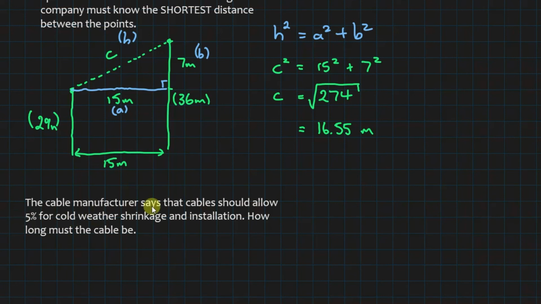So I'll just finish off the problem. The cable manufacturer says the cables should allow 5% for cold weather shrinkage and installation, so you lose some during installation as well. How much cable must be ordered? So I missed out "ordered". I typed it. So I'm going to do that calculation now.